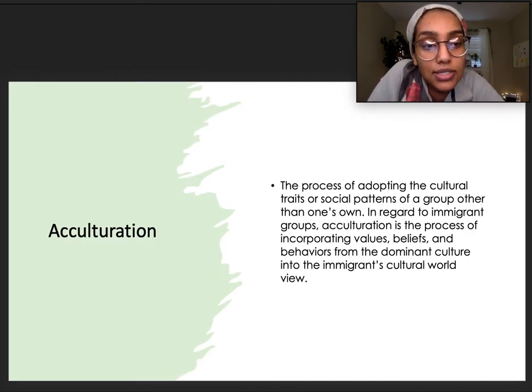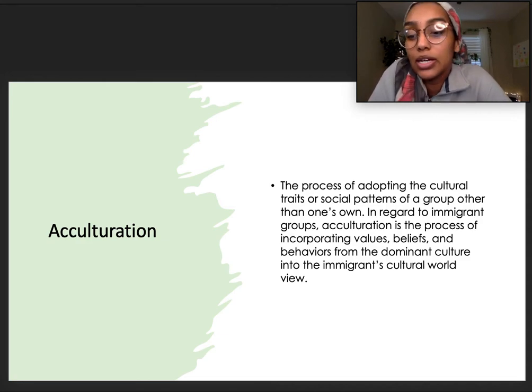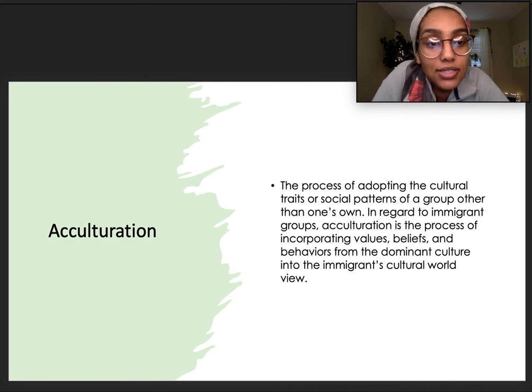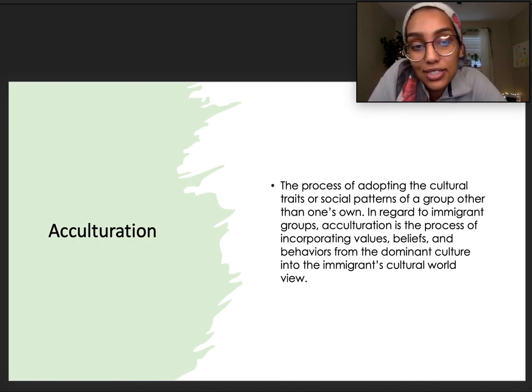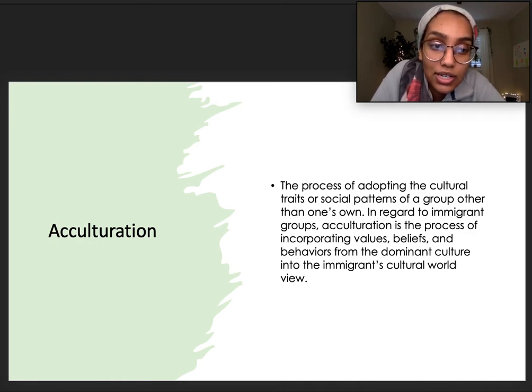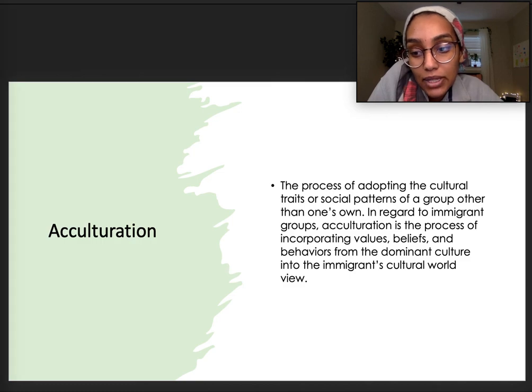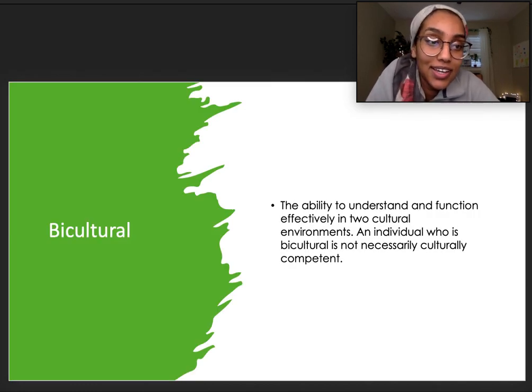Acculturation. This is the process of adopting the cultural traits or social patterns of a group other than one's own. In regards to immigrant groups, acculturation is a process of incorporating values, beliefs, and behaviors from a dominant culture into the immigrant culture's worldview. When we talk about our Habesha parents moving to the U.S. and their process, this is what we're talking about: how much of the American culture have our Ethiopian parents adopted, and what has been their process in incorporating American values, beliefs, and behaviors into their world, right? We'll talk a lot about that, but that's what we mean. Bicultural identity.